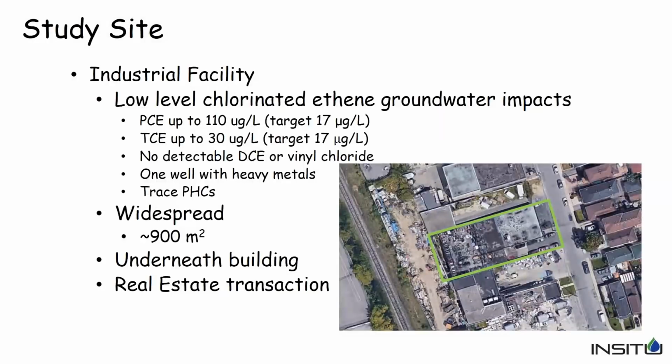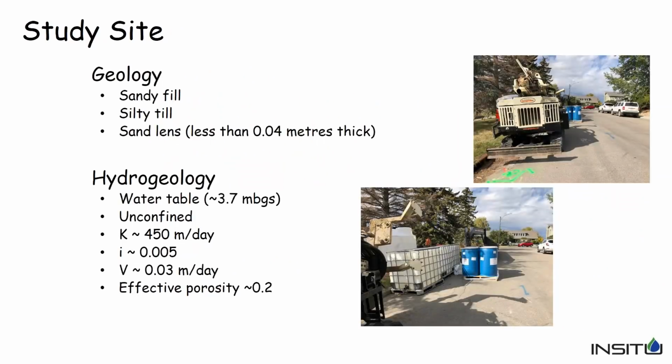So we'll get to the site here. It was an industrial facility with low-level chlorinated solvents. It wasn't a high mass zone, but it was widespread over almost 1,000 square meters underneath the building. Time was of the essence because a real estate transaction was pending. In the photograph, we had residential on the right side of the screen, light commercial and industrial above and below the site, and to the west a railway facility. So all sorts of mixes.